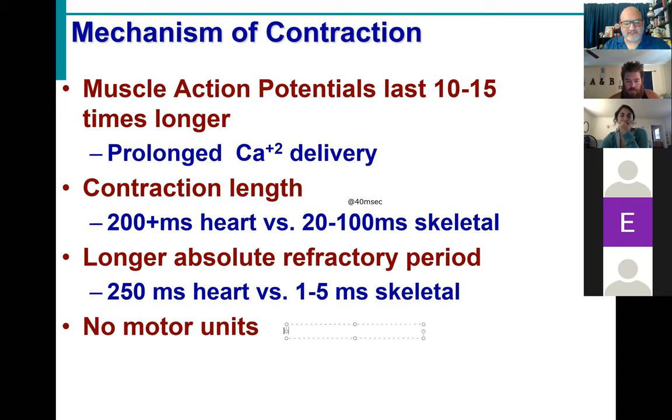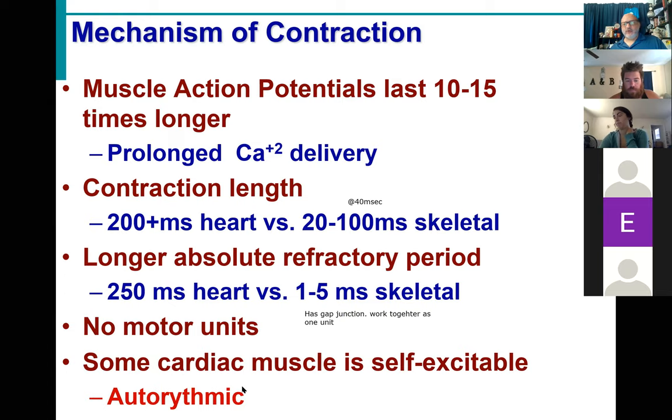Lastly, as we've talked about, because it has gap junctions, it's all going to work together as one. And since it's all going to work together as one unit, there's no need for motor units. We're not going to have motor units stimulating it the same way that we do with skeletal muscle. And then, like I said, we have those autorhythmic cells. And when you get to 431, and if you're taking 431 from me, we will actually start with the cardiovascular system and we'll start with the heart. And we'll learn then about the autorhythmic cardiac muscle cells, the ones that stimulate it and allow it to produce its own action potentials.